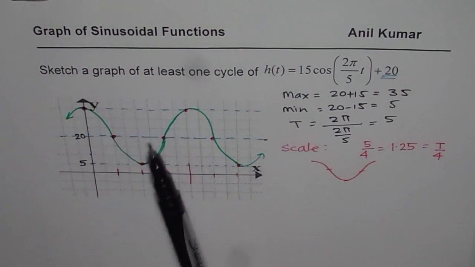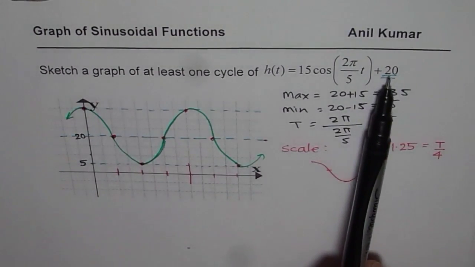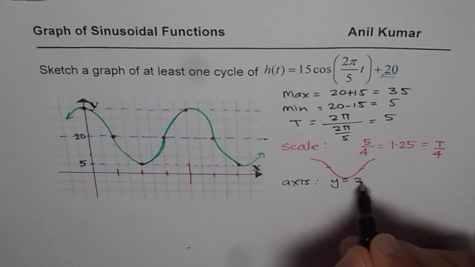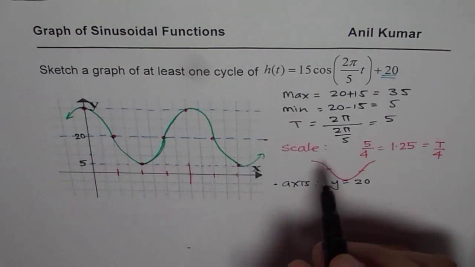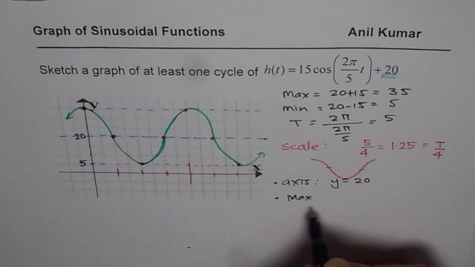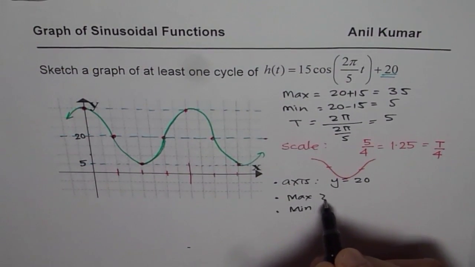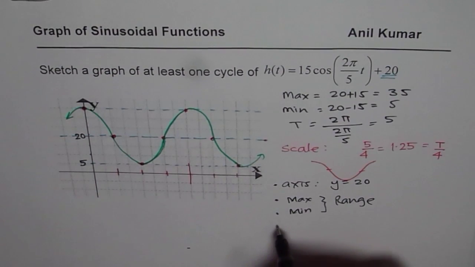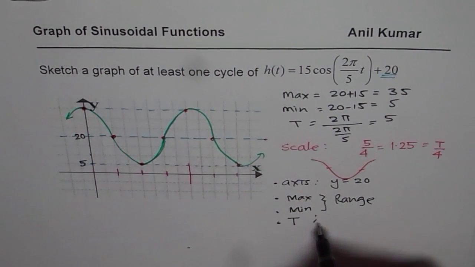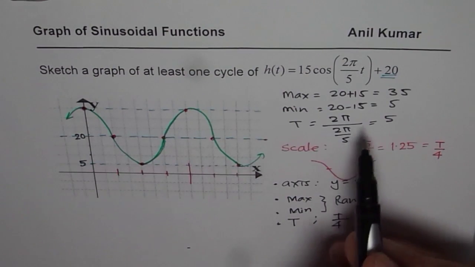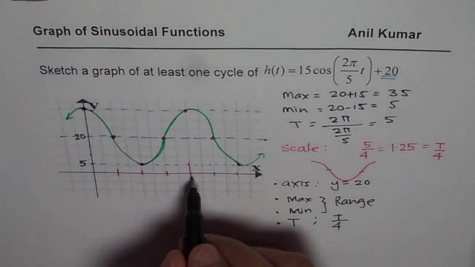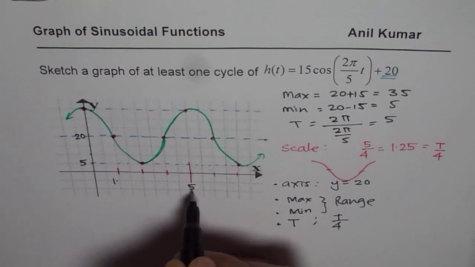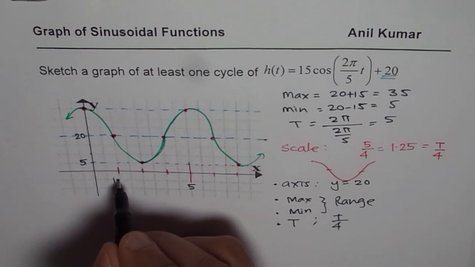So let's go through these steps once again. What we need to do is draw the axis. We know the axis is at y equals 20. This is my first step. Second step is to find the maximum and then the minimum, which gives us the range. I have shown this range with this dotted line. Then we find the time period T, and we divide the scale into quarter cycles of the time period. The time period for us is 5, so we divide it into multiples of 5 by 4, which is 1.25.